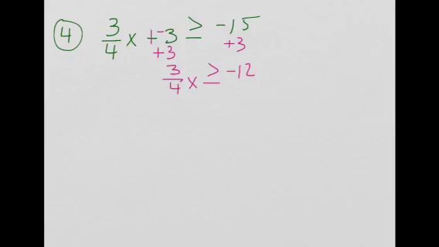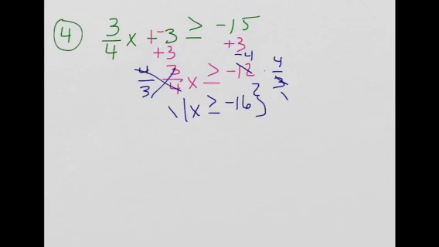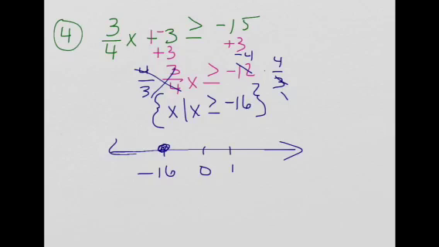To make this fraction go bye-bye, we flip it over and multiply. So that's going to cancel out, leaving us with x is greater than or equal to. This goes in once. This is negative 4, so it's going to be negative 16. Set builder notation. And we're going to graph. 0, 1, negative 16. It's going to be a closed-in circle, and the x is going this way.